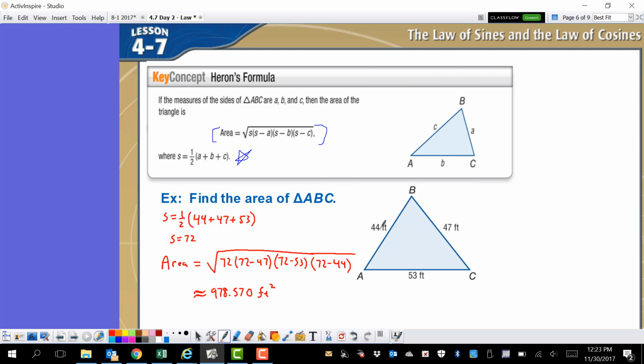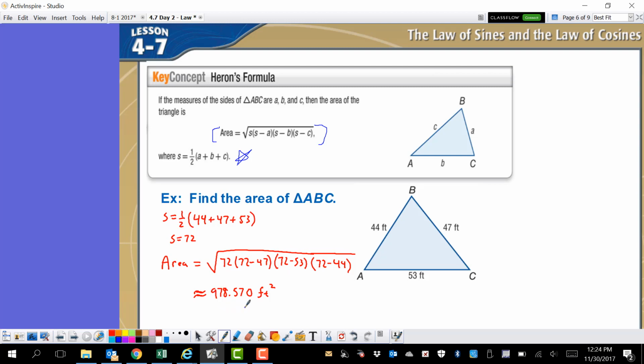So in this particular example, the first thing that I did is solve for S. And to solve for S, I added up the perimeter, 44, 47, 53, and then I multiplied that by 1/2 and got 72. So the S value I'm going to use is 72. And then I literally just plug in the values into this formula, 72 times 72 minus 47, times 72 minus 53, times 72 minus 44, punch that all in my calculator and get my area of 978.570.